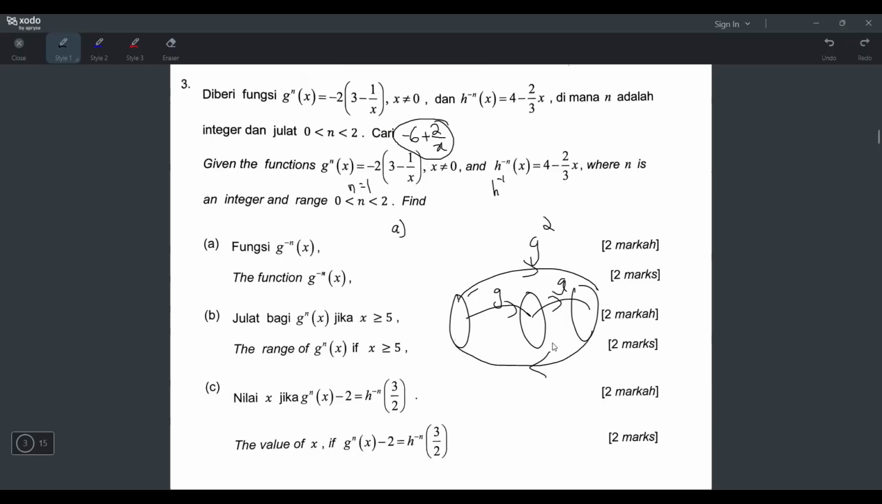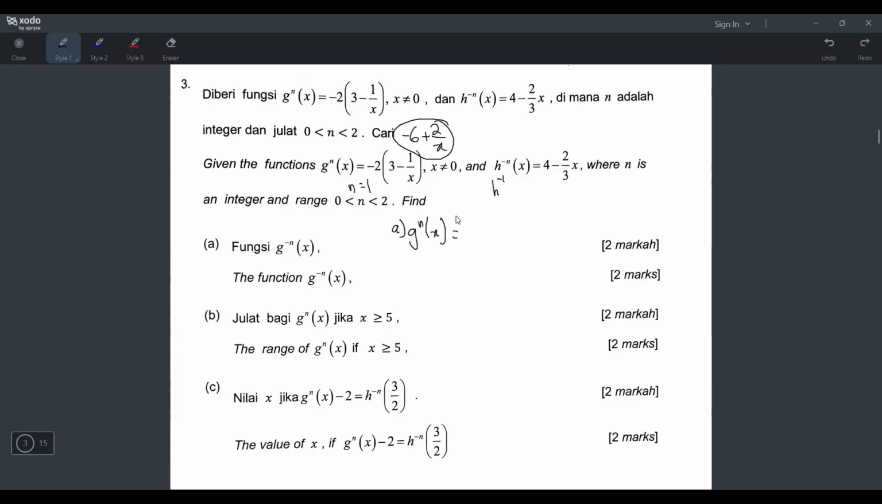What if your n is 5? Same also. If the n is 5, that means this is g^5, and you're trying to find g^(-5), and you also do the inverse. So in other words, you just do inverse for this, right? Okay, the way I do inverse is like this. So we know the g^n(x) is negative 6 plus 2 over x. And the way I do inverse is I will let the front equals y, the back equals y. Okay, that's the method I do it.